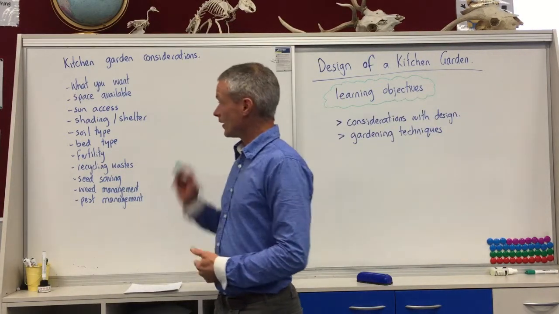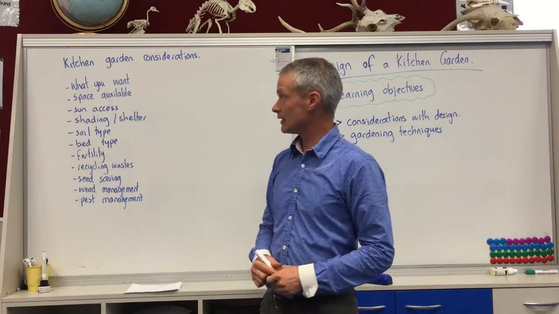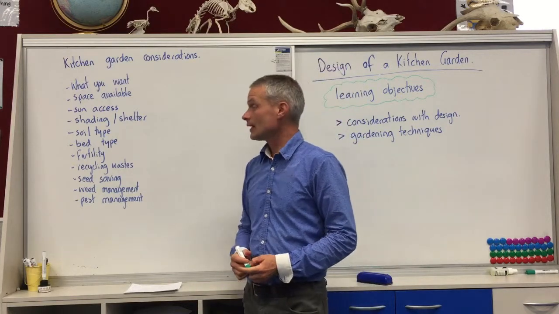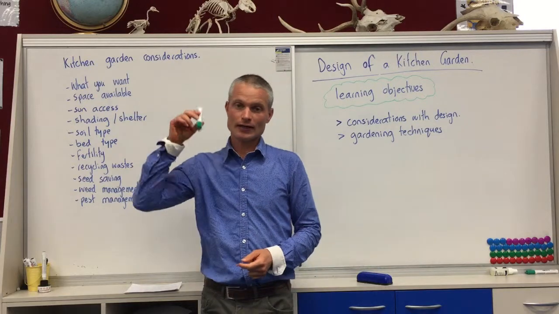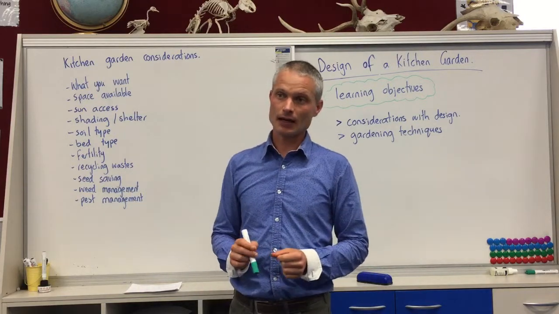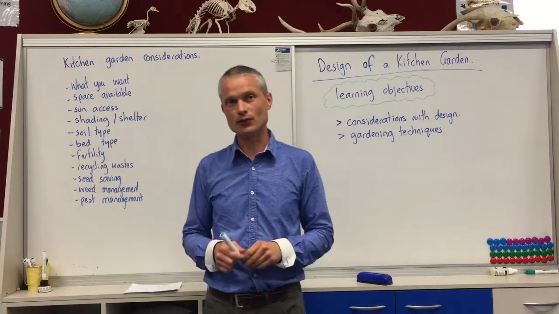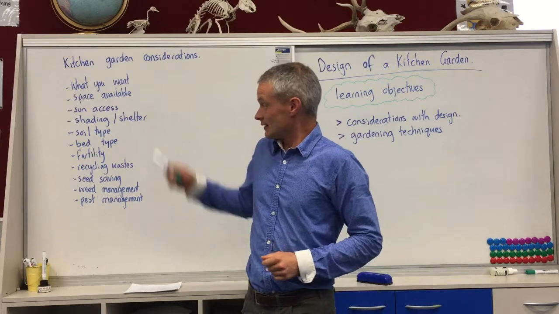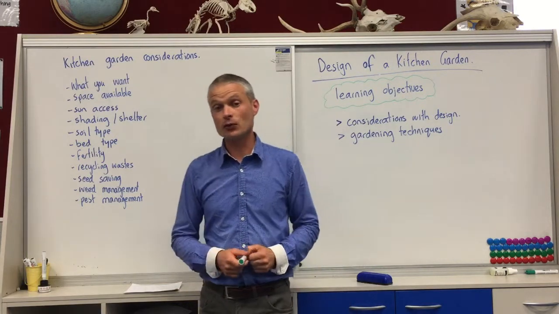So I have got a list here of all the different considerations that are generally being used to inform a kitchen garden design. And they are based around the idea that when you go to a kitchen garden site, what are the different elements that will guide the design that you apply. So there's a couple of different points in relation to that. So the first one is obviously what you want.